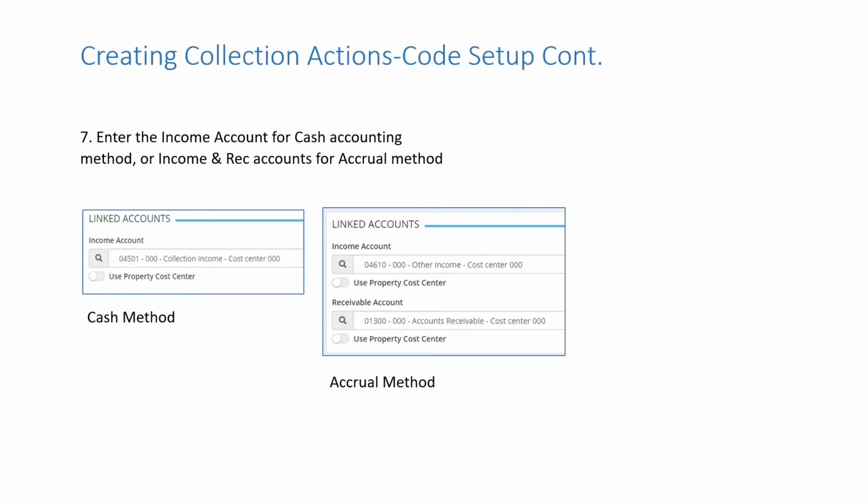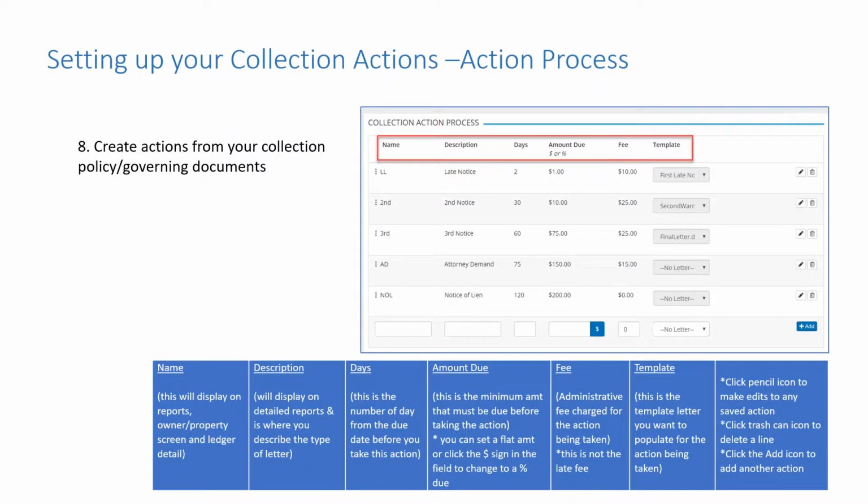All right, moving on. Below that, once you've got your income account or income and receivable account set up, then you can go into creating your collection action table. And here I try to make a little cheat sheet of what each one of these categories is, so you'll know what to put in it. So under name, this is going to be what displays on, again, the reports, owner property screen, and ledger detail. I just use a quick example there, but you can put first notice, or you can put late letter, and then it really depends on how you want to set this up. So this is just an example for you to see how to do it.